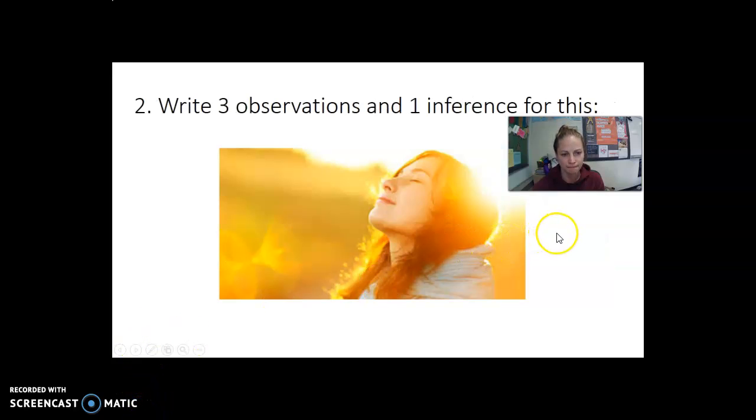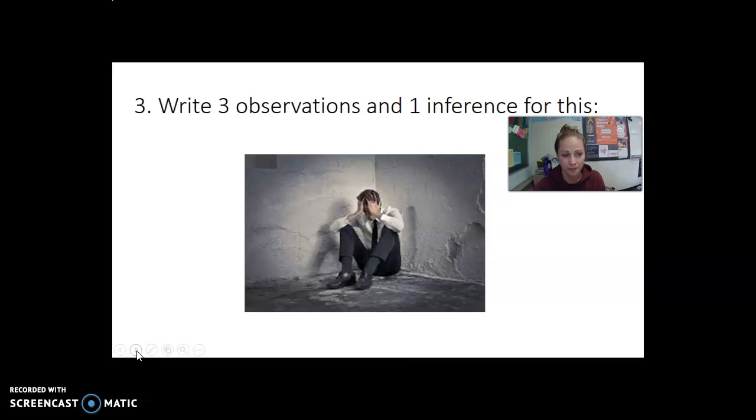Do this again. Just write number 2, and then 1, 2, 3 for your obs. And then 1 inference based on those observations. Be careful with saying, she's outside. How do you know? You're assuming she's outside. Again, pause me to do this. I'm going to keep the video going. Number 3, 3 observations and 1 inference for this one. Pause me here.